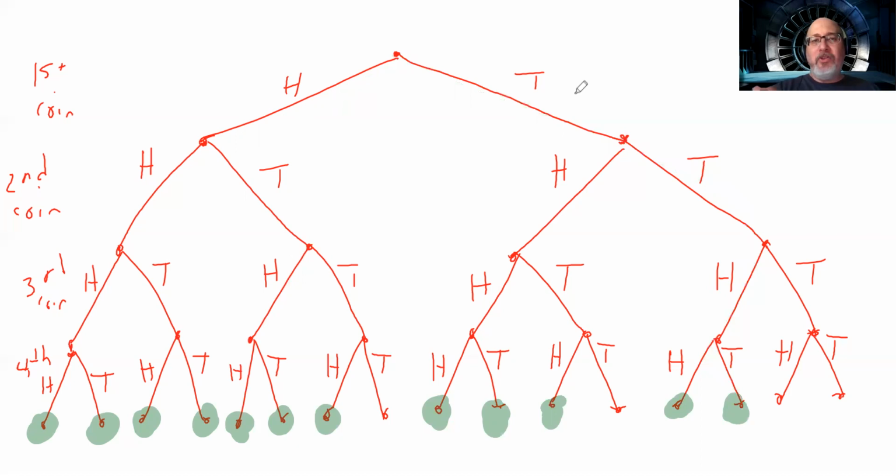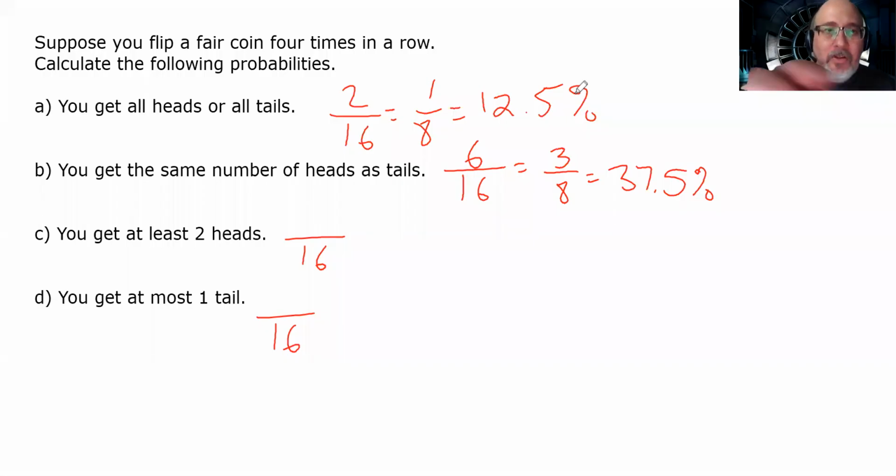And the last 2 won't either because they start out with 3 T's. So the most it could have is the 1 head, which this one has, but it's not enough, and this one has no heads. So it looks like there are 1, 2, 3, 4, 5, 6, 7, 8, 9, 10, 11, 12 branches that have at least 2 heads. Let's put that in our answer. 12 of the 16 outcomes have at least 2 heads. That reduces to 3/4, which is 75%.